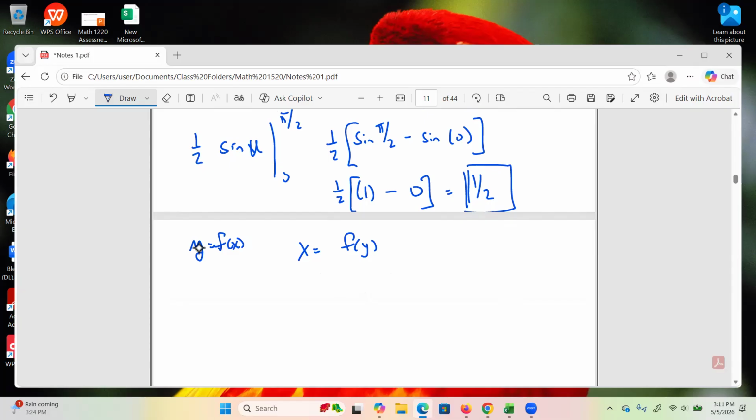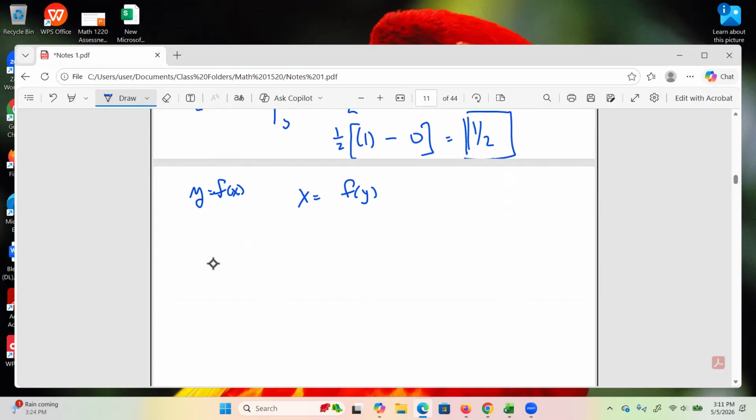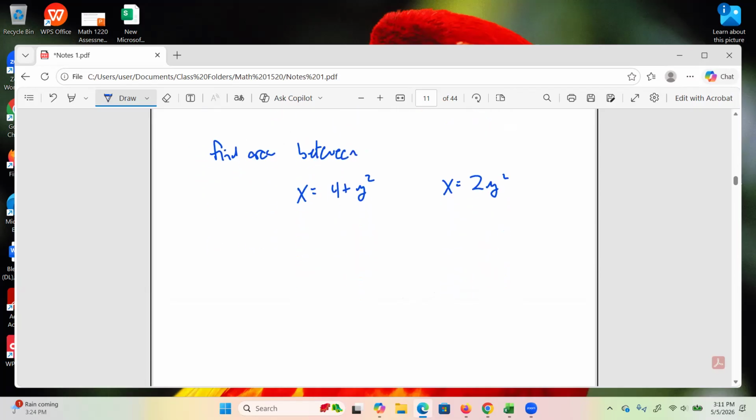Okay, let's work on this one. So why don't we find the area between x equals 4 plus y squared and x equals 2y squared. We have to figure out that area.